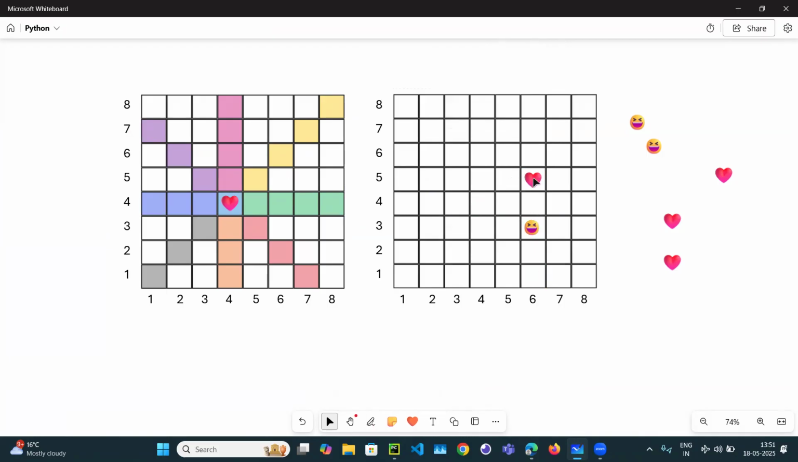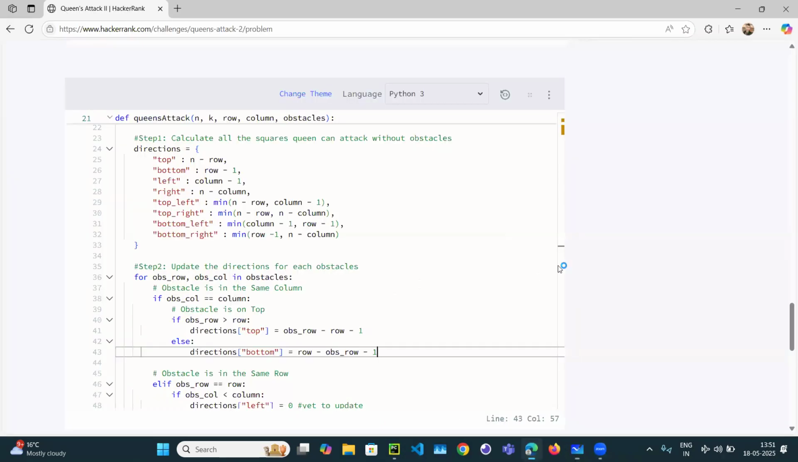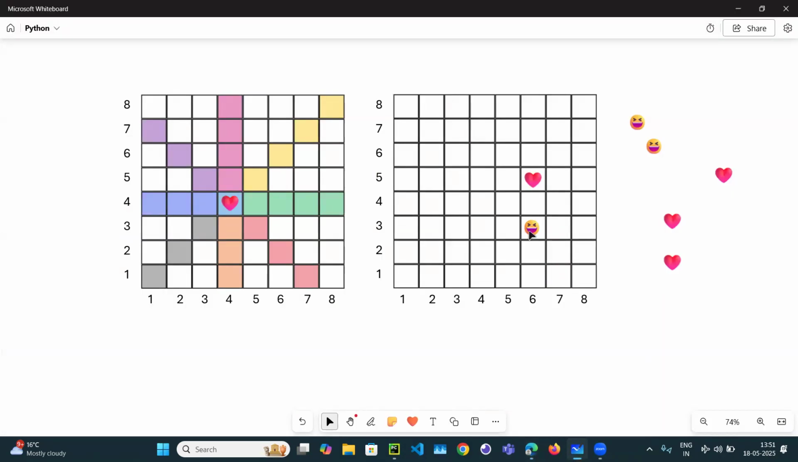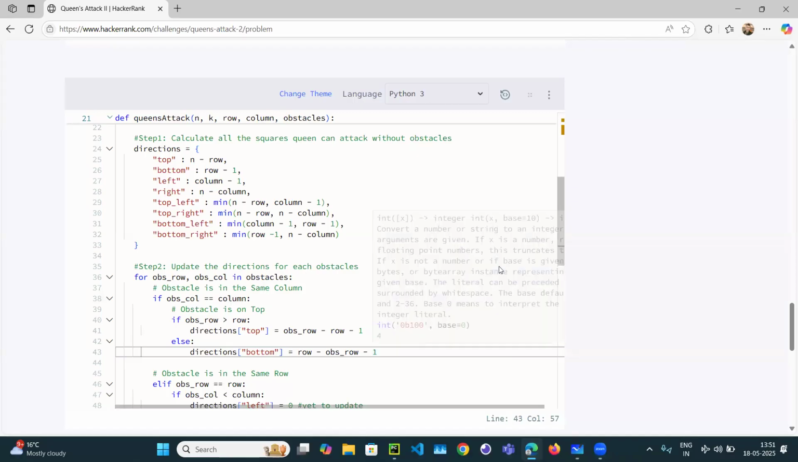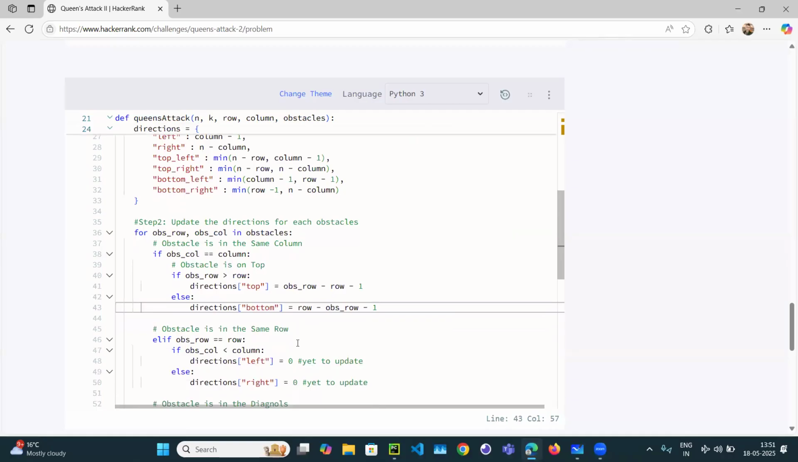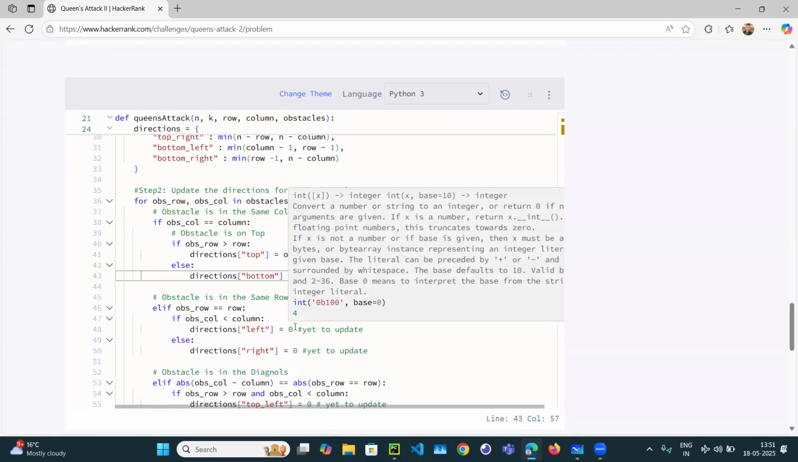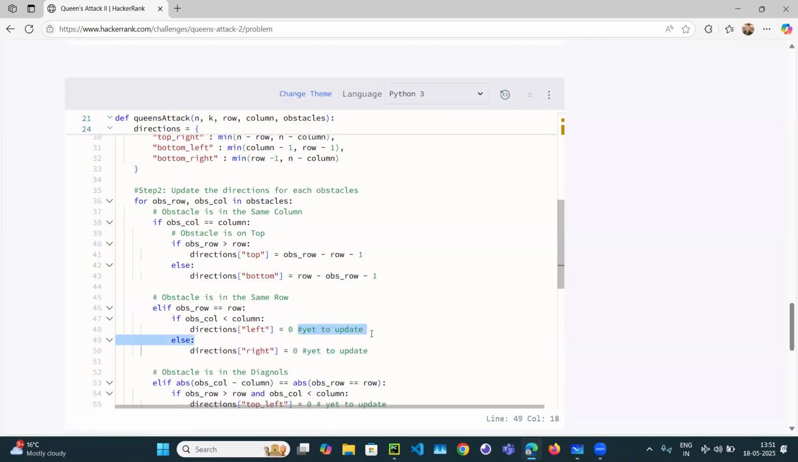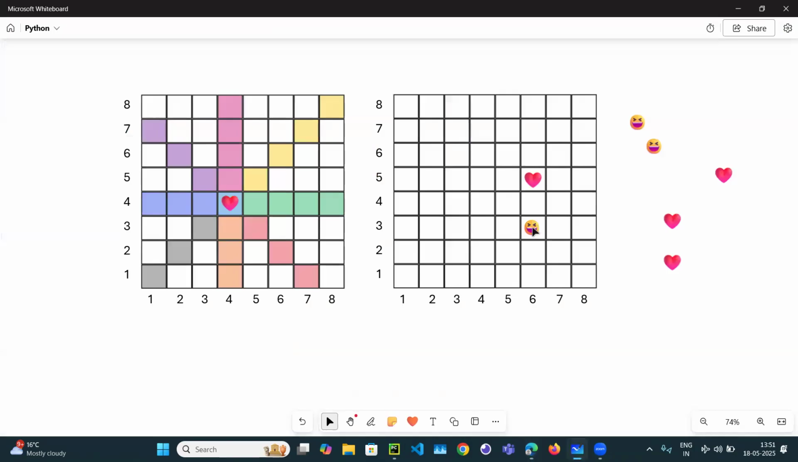So how are you going to calculate: row 5 minus 3, 2, and again minus 1. Because you can't go till the end. You have to find the number of rows between these two. So 5 minus 3, 2. And then again minus 1 because you can't include this obstacle, right? So you have updated this. Now for the left, you need to update.